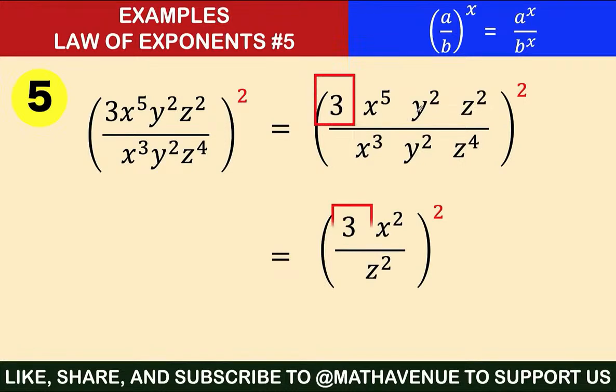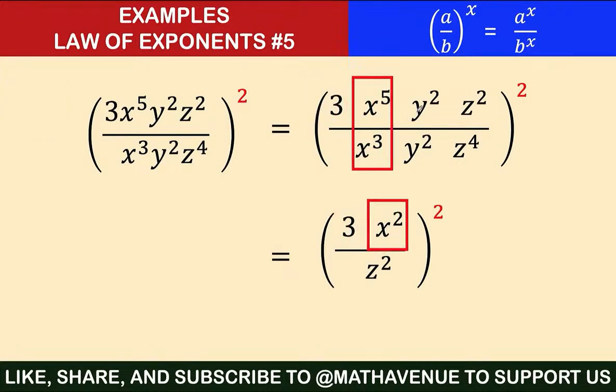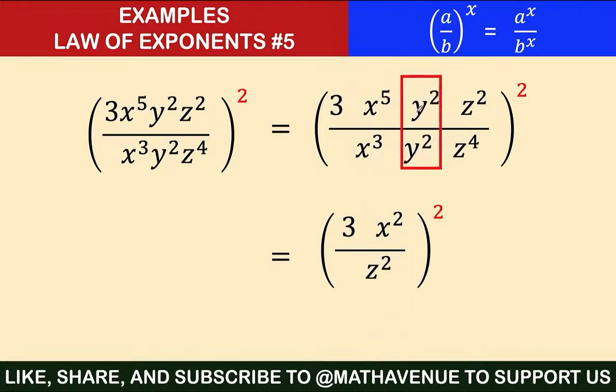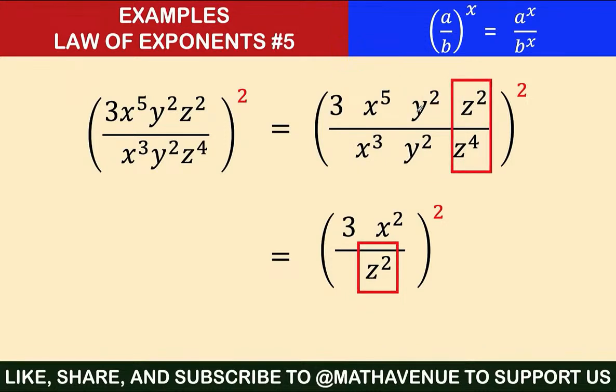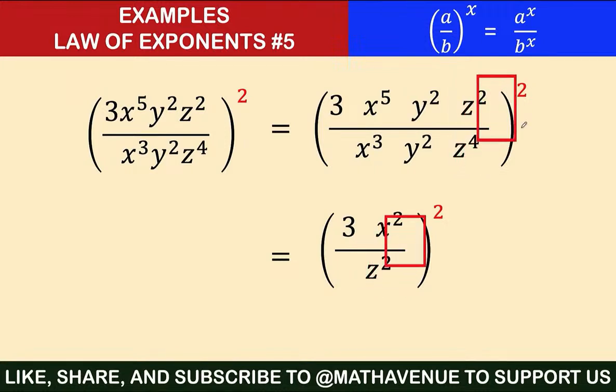So 3 is alone, so just copy 3. X to the fifth divided by x to the third is x squared. Y squared divided by itself is 1, so no need for us to write that anymore. And c squared divided by c to the fourth is 1 over c squared. That's why it's now written in the denominator. Then copy the outside exponent 2.